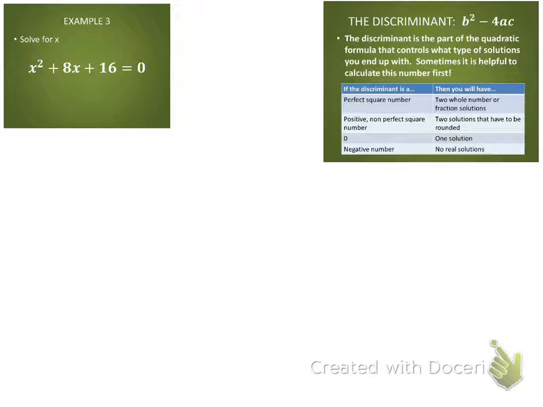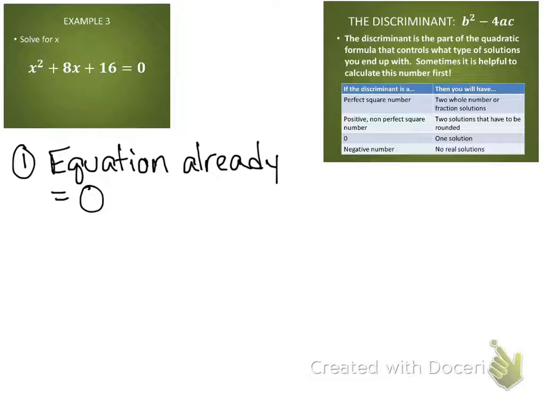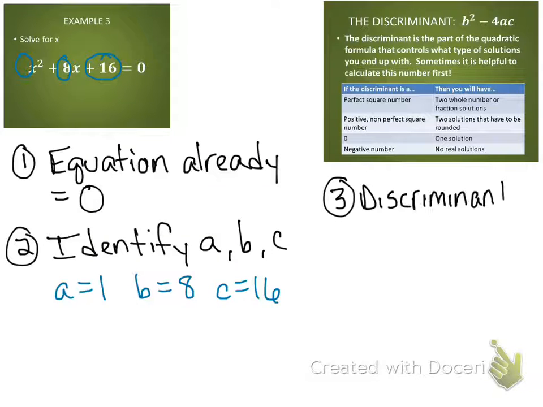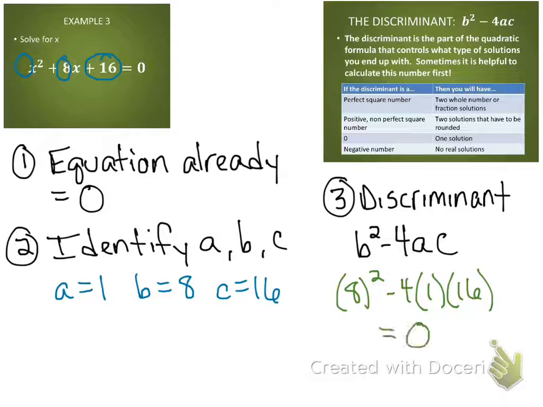All right, one more example. Usually we would start by making the equation equal to 0, but in this case the equation is already equal to 0. So now I can go straight to identifying my a, b, and c values. A is 1, b is 8, and c is 16. I'll find the discriminant next, b squared minus 4ac. So that would be 8 squared minus 4 times 1 times 16, which gives me a result of 0. That tells me that I'm only going to end up with one solution in this case instead of two.